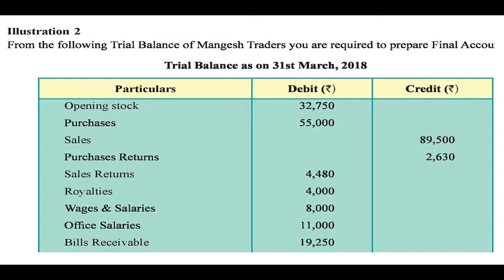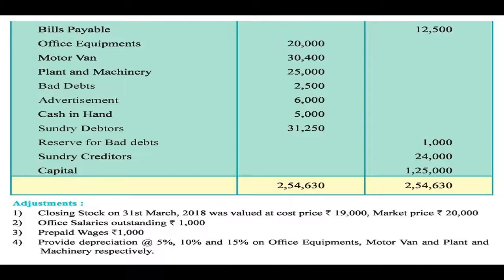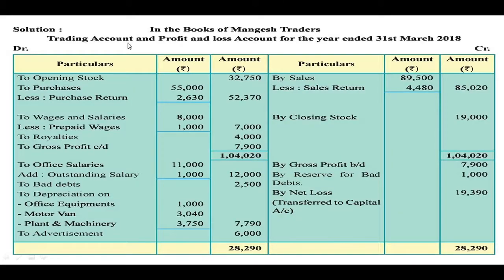from the trial balance. So first we have to draw all the three things, that is trading, profit and loss account and the balance sheet. Now here also they have given the combined heading: in the books of Mangesh Traders, trading account and profit and loss account for the year ended 31st March 2018. Debit side particulars amount, credit side particulars amount. So they have continued the profit and loss account after the trading account.